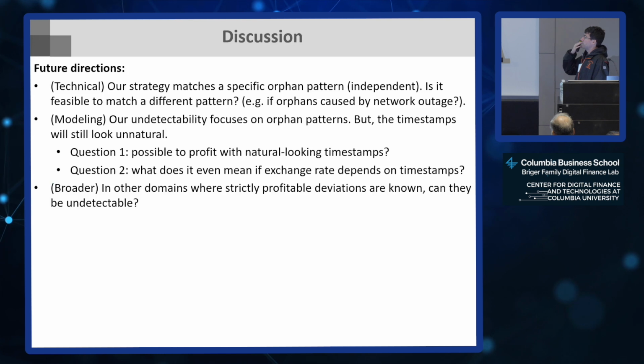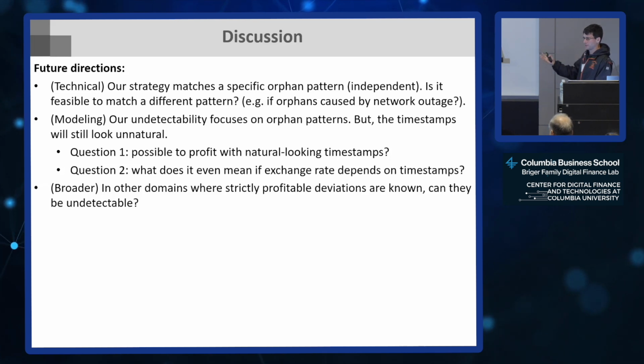Okay, and so where am I hoping this will go in the future? If you're a very technically minded person, I would say our strategy matches a specific orphan pattern. That seemed natural to us. If you're much more into modeling network latency, maybe a different model is what you would actually expect the natural orphan pattern to look like.